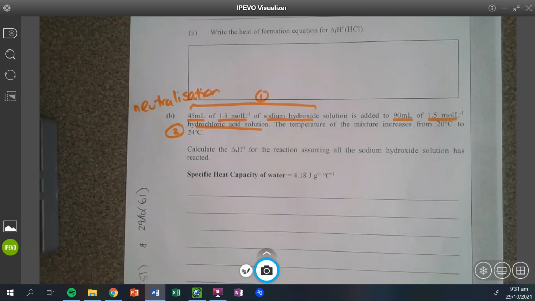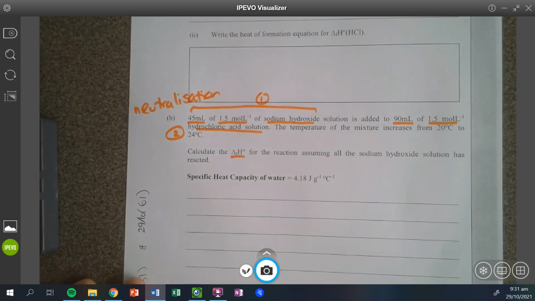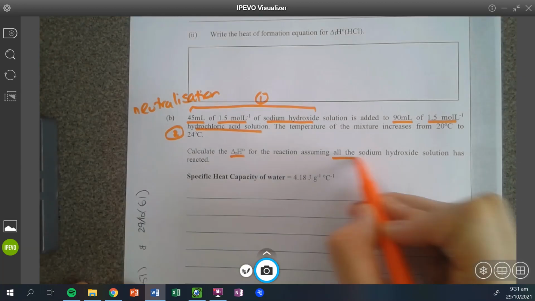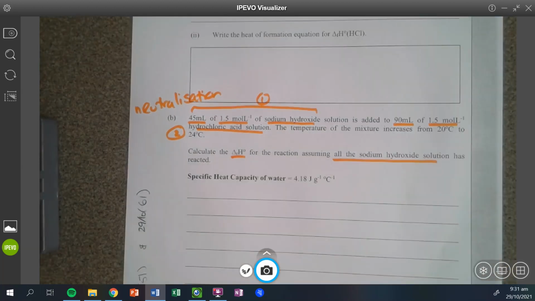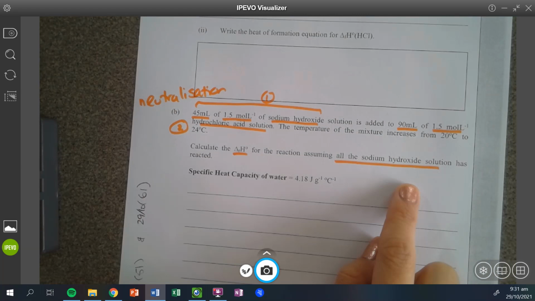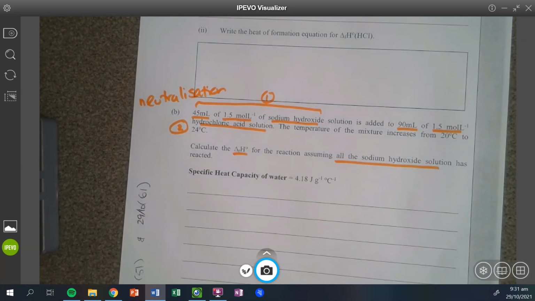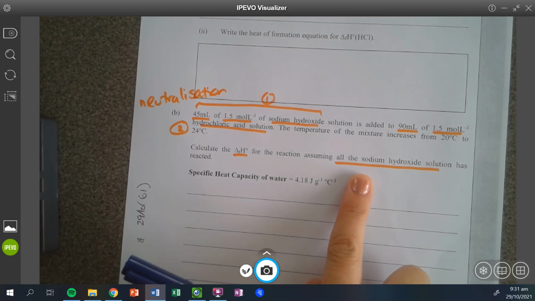All right, so they want you to calculate the enthalpy for this reaction, assuming all the sodium hydroxide solution has been reacted. So this is to give you a hint, because you remember how I said we have to look at the equation and think, what is the limiting factor when we're doing these two solution mixes? Does that make sense to you guys? So what they're trying to do here is give you the hint of which one's your limiting factor.